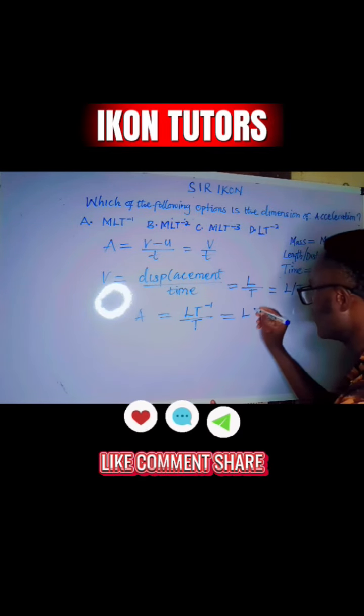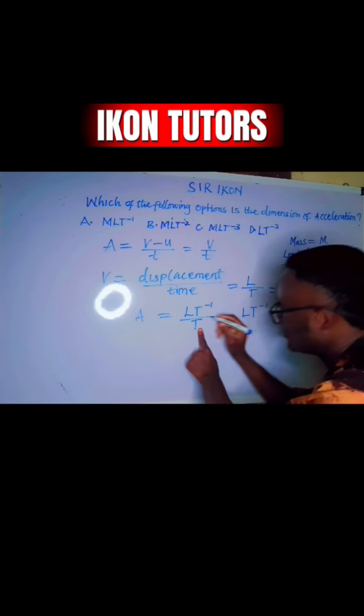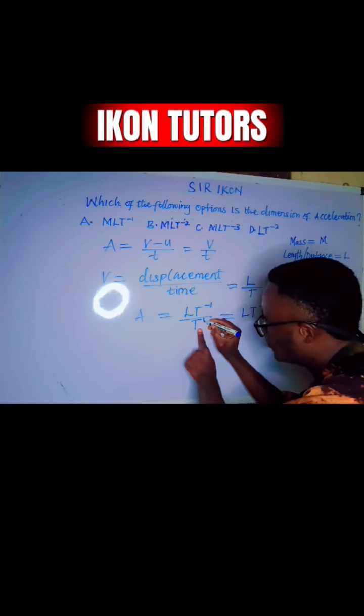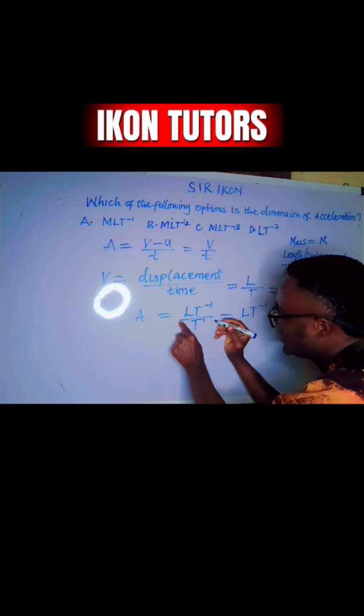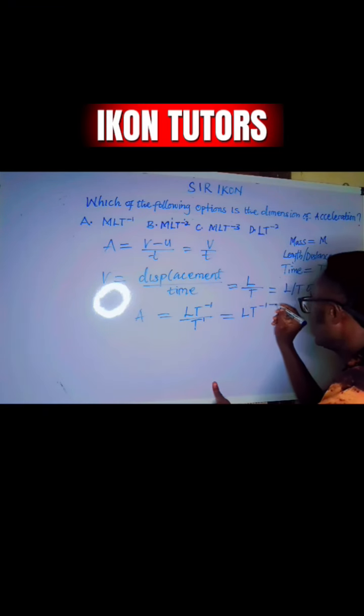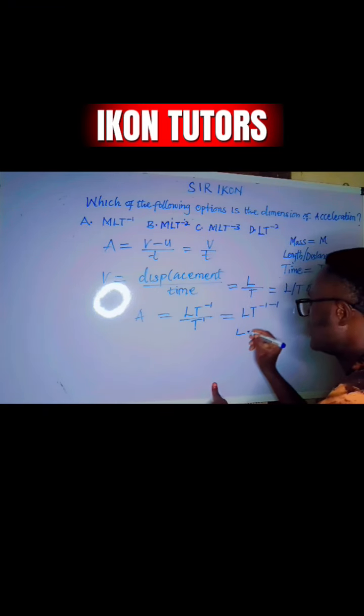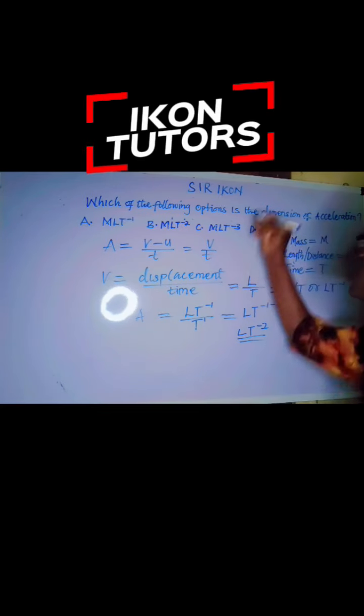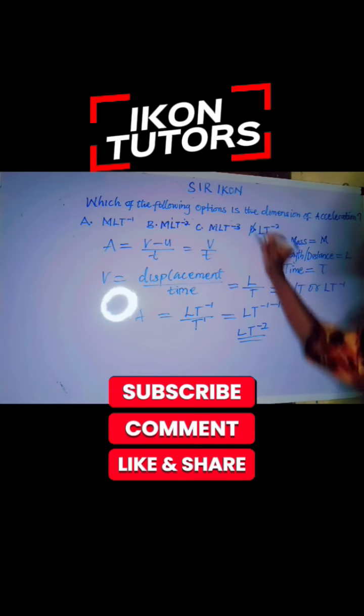Therefore, the answer will give us L T raised to power minus 1. Remember, the power is 1 since there is no number here. So whenever a power crosses a division sign, it changes to minus. Therefore, the dimension of acceleration is L T raised to power minus 1 minus 1, which gives us minus 2. This is the answer. From here, I think the correct option is option D.